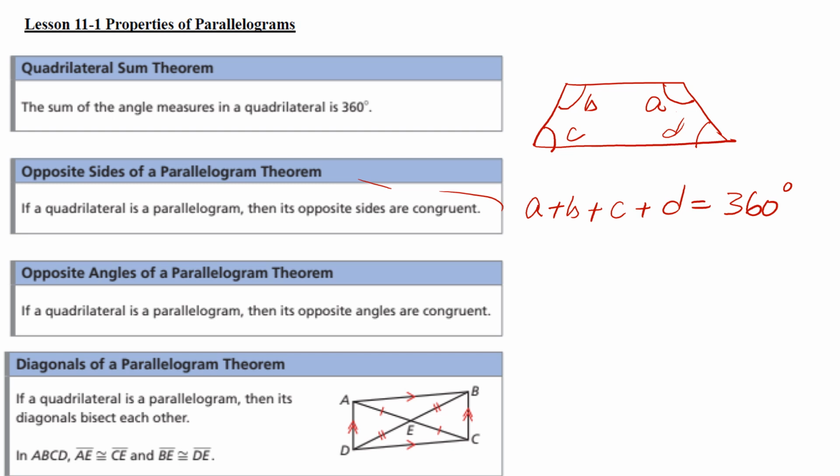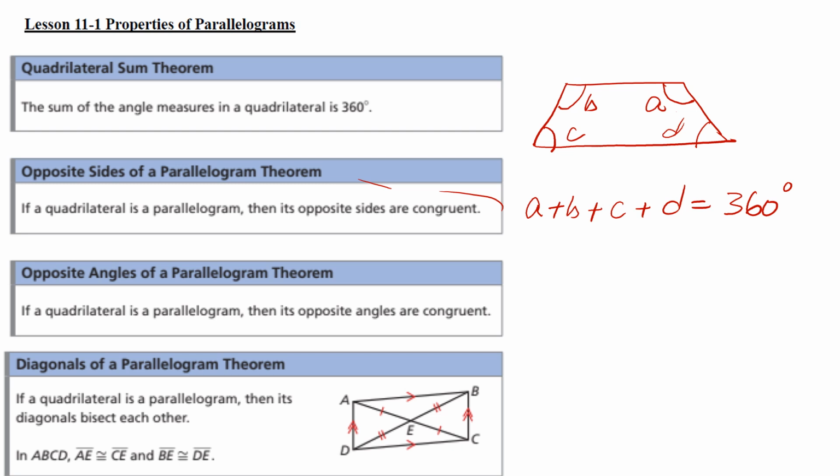Now, it could be different, meaning A and C are not always equal to each other, or B and D are not always equal to each other. There is no relationship among them, but the sum of all the angles must be equal to 360 degrees.